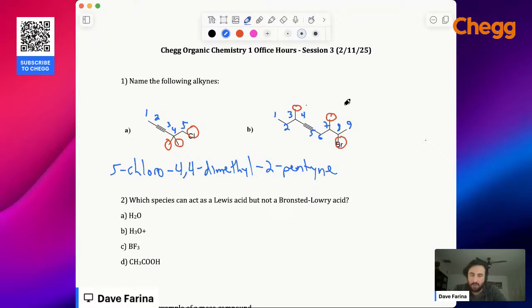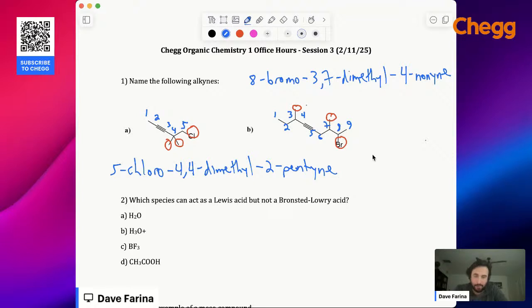Okay. So what comes first alphabetically? Bromo. So let's call this 8-bromo. And then we have two methyl groups. That's going to be 3,7-dimethyl. And then the triple bond begins on carbon 4. So this is 4-nonine. Non for 9 carbons, ine for the triple bond, 4 because it begins on carbon 4.